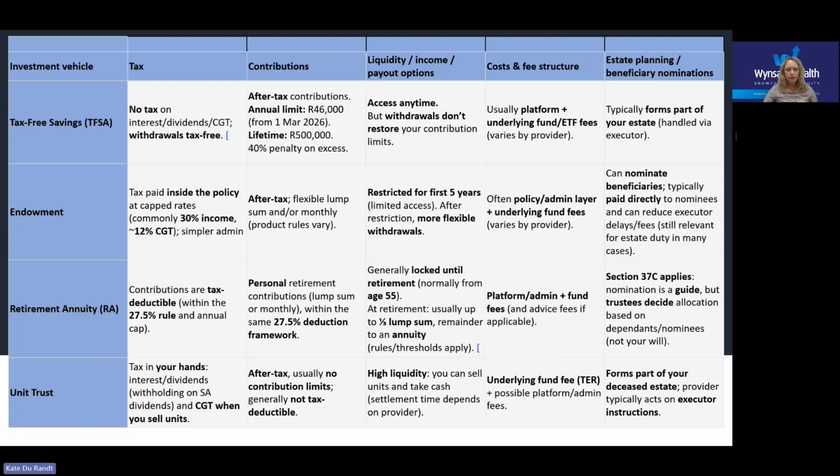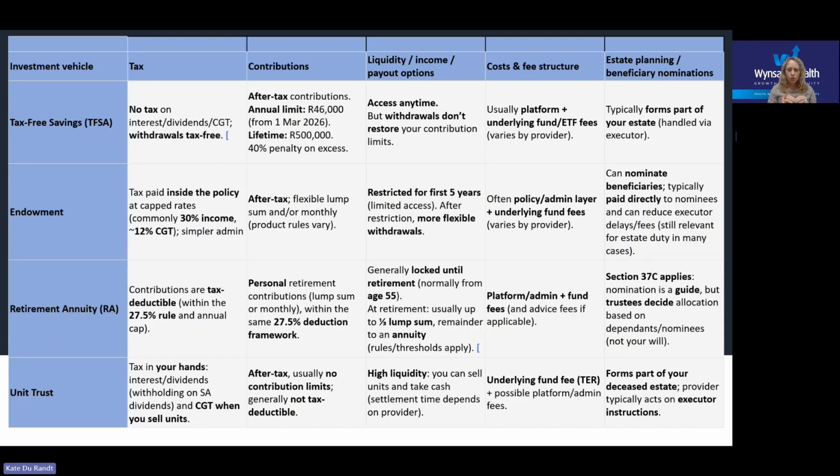Now, if we have a look at different types of bodies, what I've done here is I've taken the 4 that seem to be the most common. Now, again, you don't need to really memorize this or know it all offhand. We will send out a copy of this recording afterwards, and you'll be able to go and have a look at this again. But basically what you can see here is we've got some of the considerations: tax, contributions, liquidity, costs, estate planning, and then the different vehicles: tax-free savings, endowment, retirement annuity, and a unit trust. And then we've got the considerations of each of those.